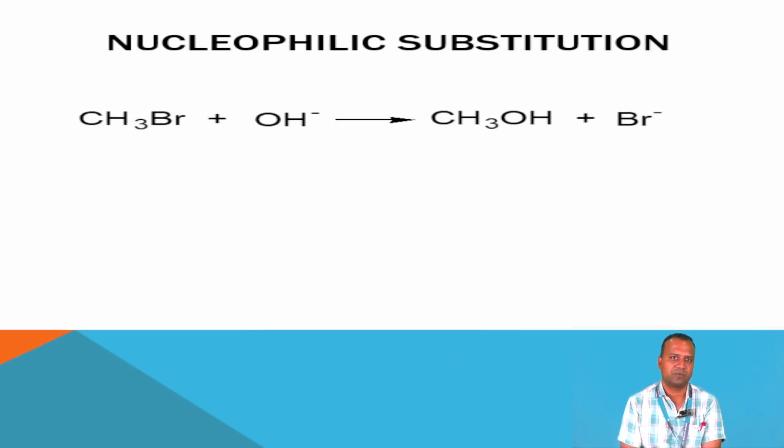So, nucleophilic substitution is very simple: when a nucleophile attacks any carbon center, one part, that is the leaving group, gets substituted. So, we call this reaction a nucleophilic substitution. Here methyl bromide is the starting compound, we use OH as the nucleophile, which is going to attack the CH3 part, and methyl alcohol is the final product. So, this reaction is a nucleophilic substitution reaction.